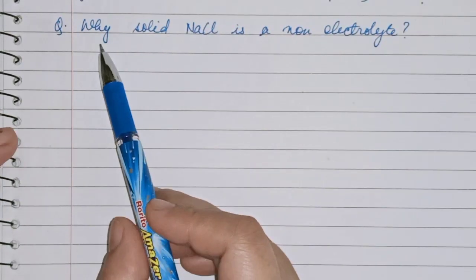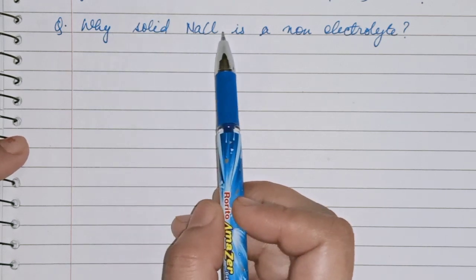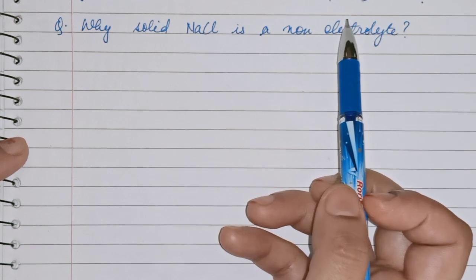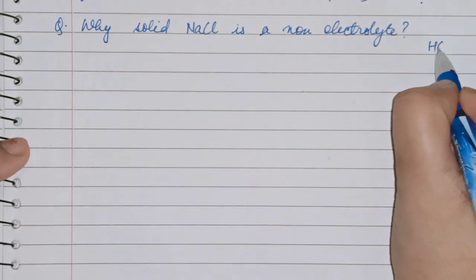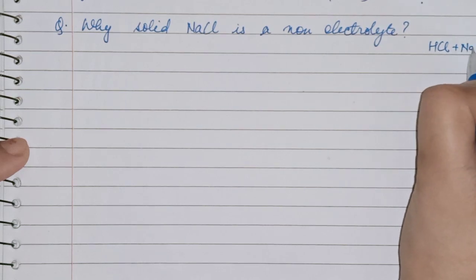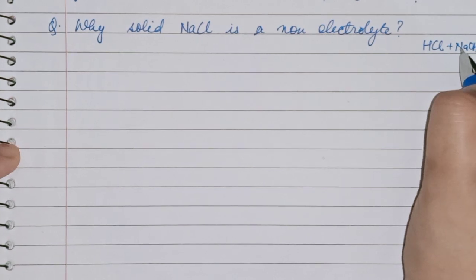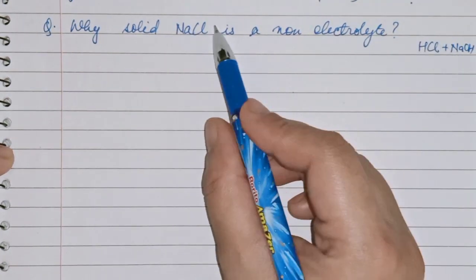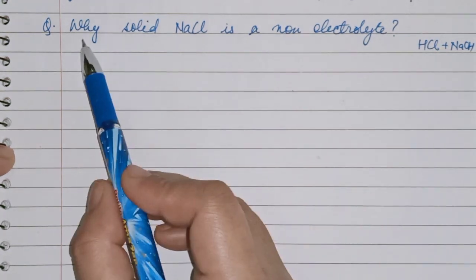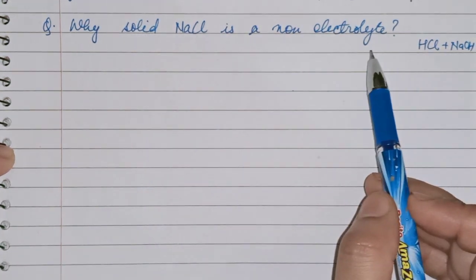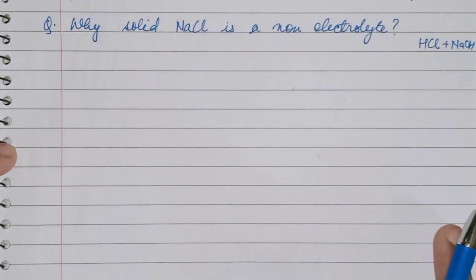Now here one question comes in your exam: why is solid NaCl a non-electrolyte? Just now I have explained that NaCl is formed by HCl acid and NaOH base. Both are a strong acid and a strong base, so you can say that it is a strong salt, so it may conduct electricity. But why is solid NaCl not conducting electricity? So you have to give the answer for that.